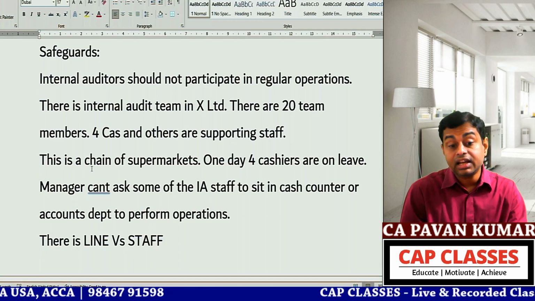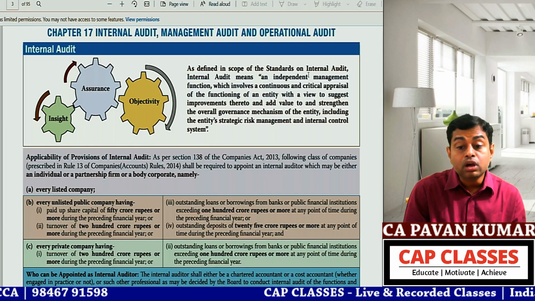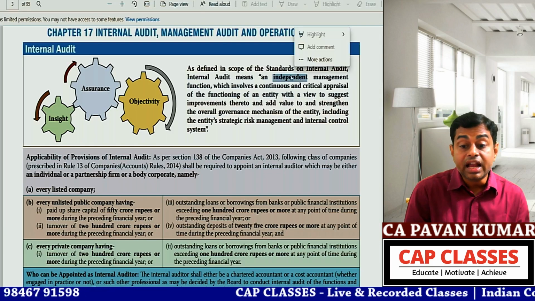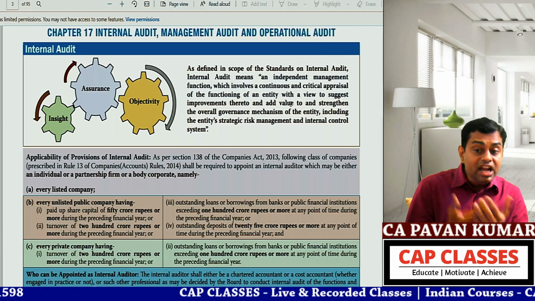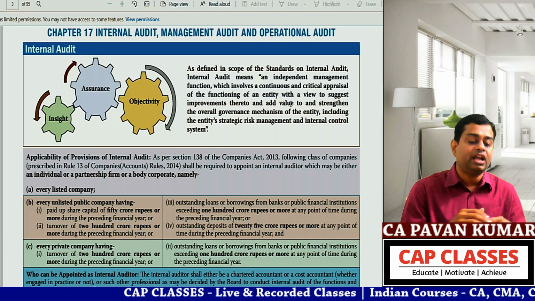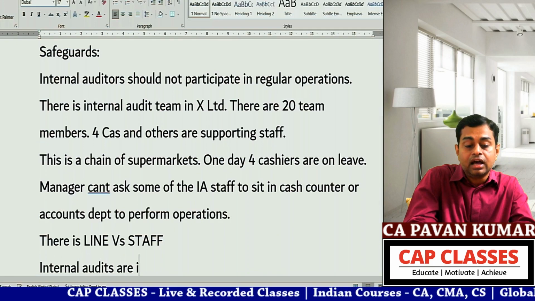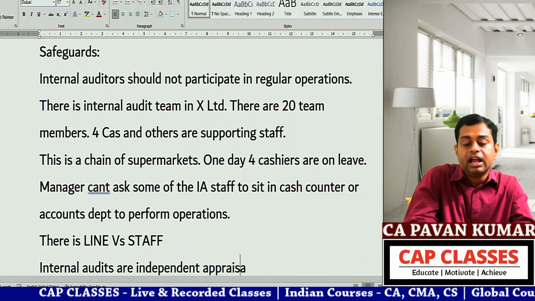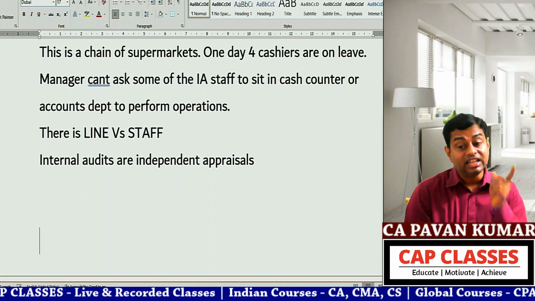That is the reason some students will break their head. Sir, how come they said it is independent internal audits, sir? How come they used the word independent? Yes, my dear, internal audits are independent appraisals. So write down, internal audits are independent appraisals. They do appraisal of management, and that is independent.